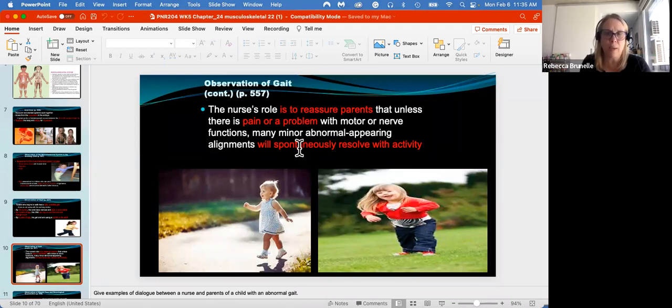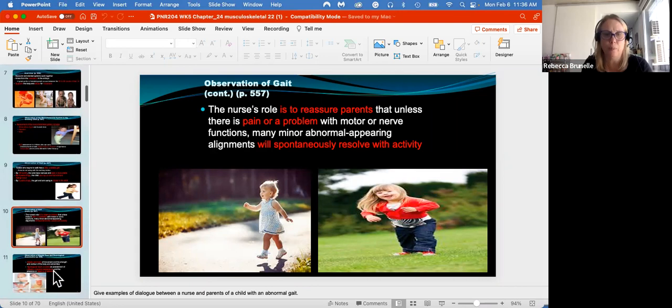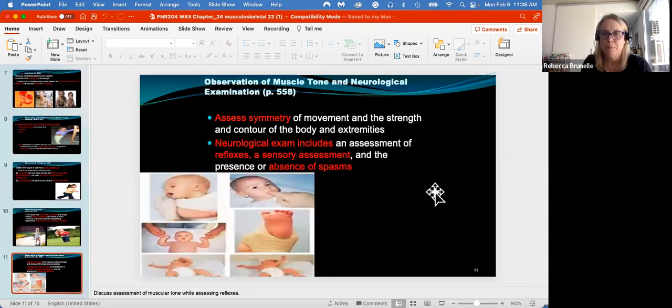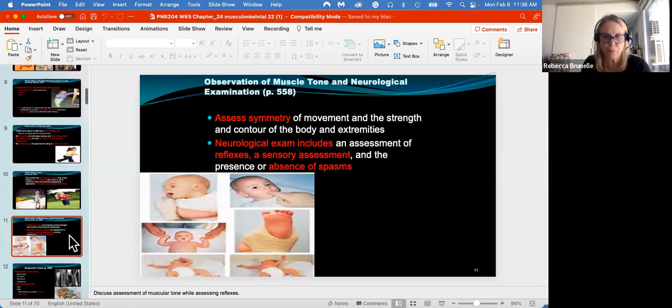But if there's any pain or anything like that, they need to report it. If the kid is just clumsy and falling, but still getting up and playing and not reporting any pain, it's probably normal, and they'll outgrow it. So when we talked about neurological assessment, you check whether everything is symmetrical on both sides of the body. You do the same thing when you're doing a musculoskeletal assessment.